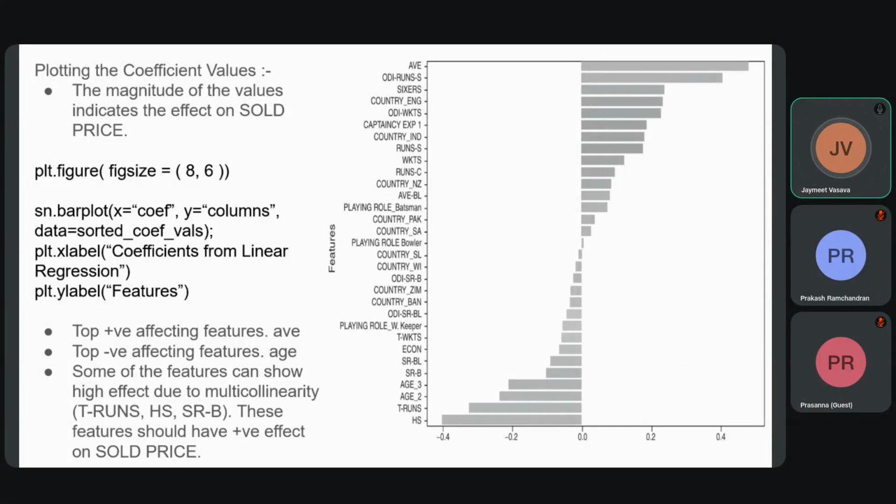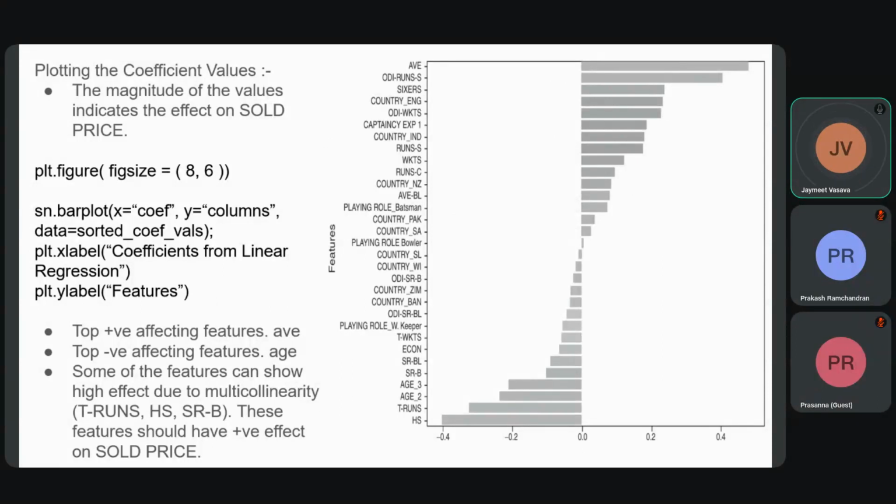So you can see the code that generates the plot, and when we see the plot on the right, you can see the average ODI runs and sixers are the most influential features that affect the selling price or the auction price of the player. And you can see that age 2 and age 3 are some of the features that are negatively affecting the price of the player.